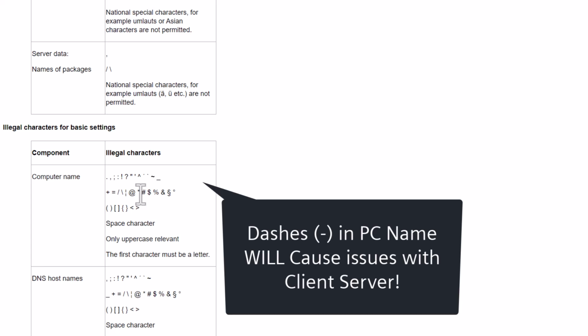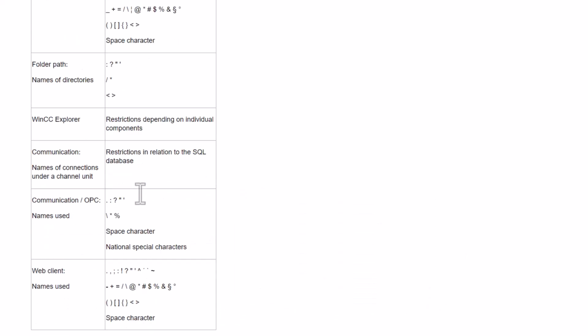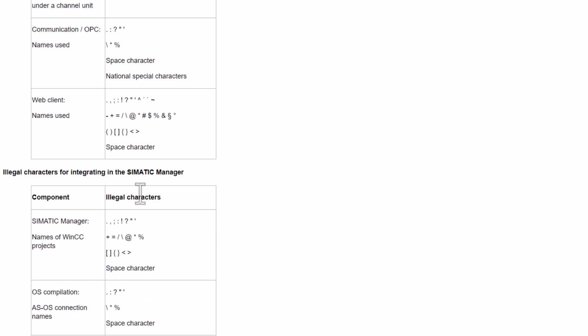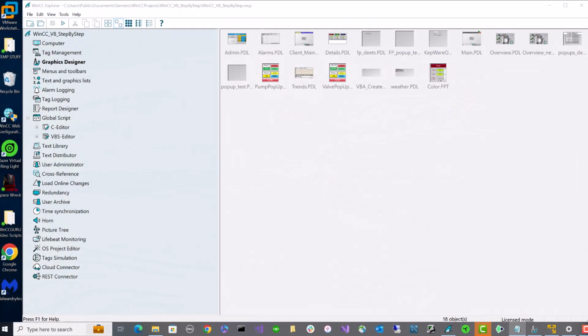Ironically, when you create a new Windows PC, if you don't immediately change it, it will have a dash in it, and this will cause problems. You also want to make sure that the computer name is not longer than 15 characters because this will also cause a problem. Now, another thing that will trip you up is if the PC name was changed after WinCC was installed.